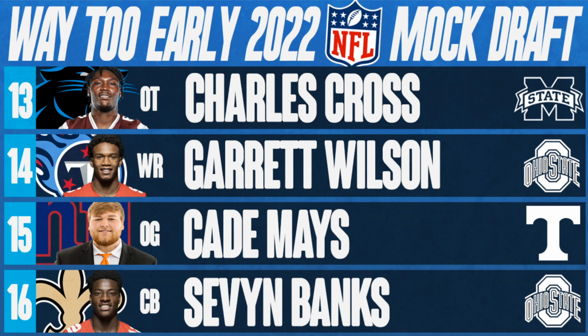And then for the Saints, they love drafting their Ohio State players, and this one just fit really, really well. They need to upgrade cornerback. There isn't much outside of Marshon Lattimore. I know they drafted Paulson Adebo, who I loved in the 3rd round, but Sevyn Banks at number 16 overall, I think is a great selection. Really, really good cornerback, and certainly much needed help at a really, really important position.